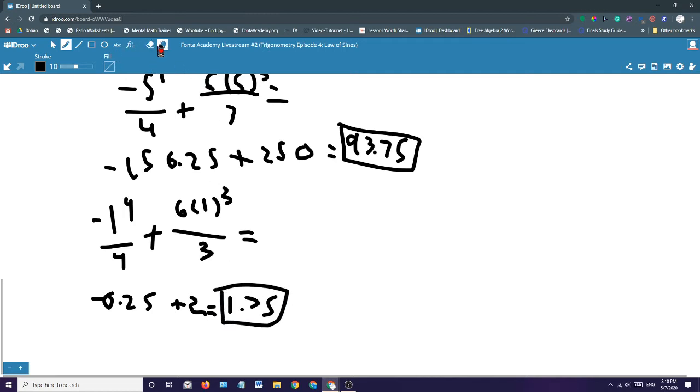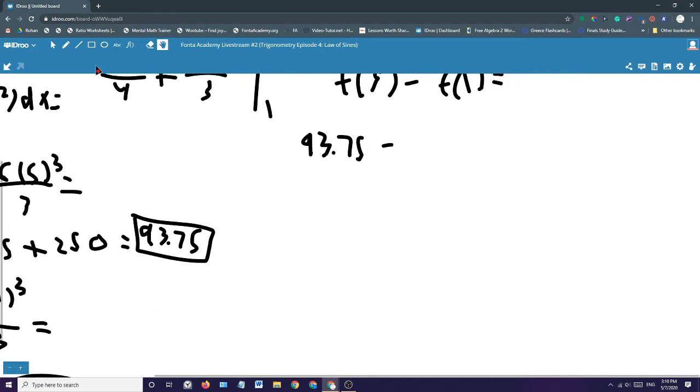So let's plug it back in here. Then that is 93.75 minus 1.75, which is equal to 92. I hope you guys got the same answer as I did.